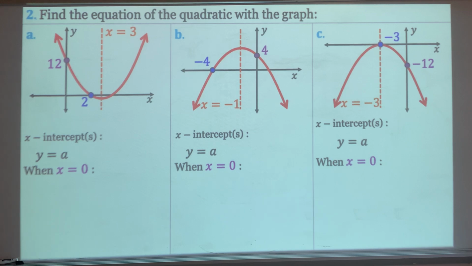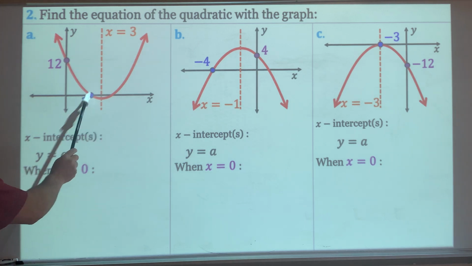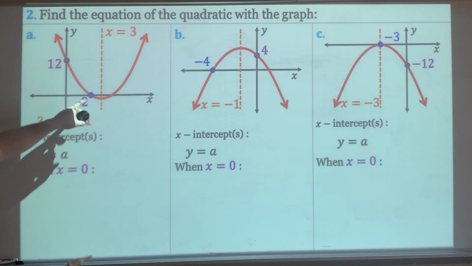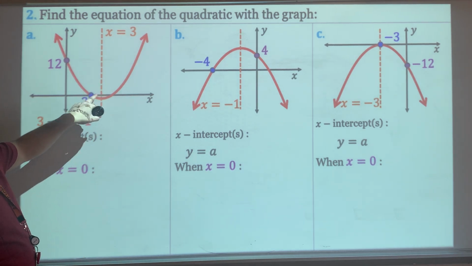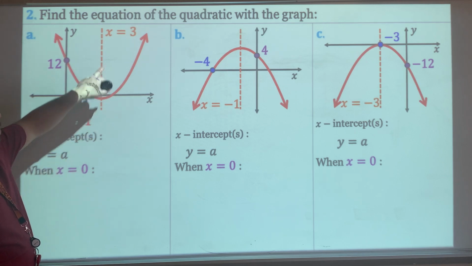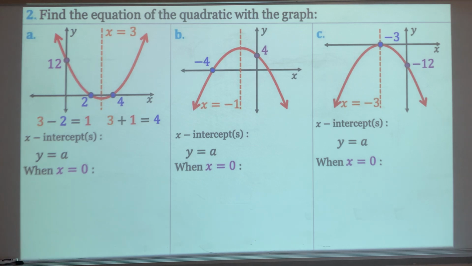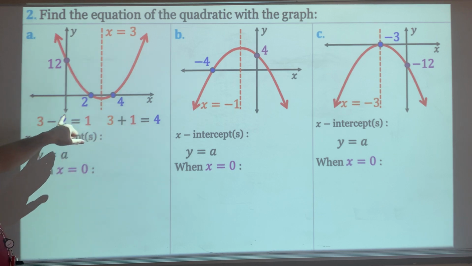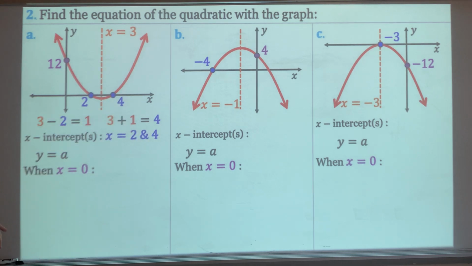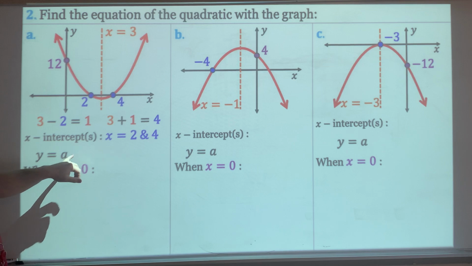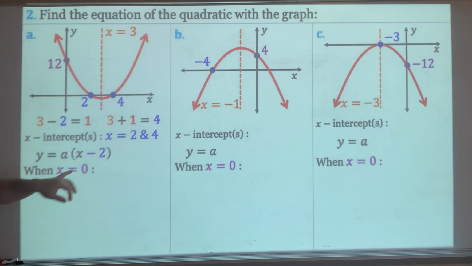All right. X-intercept here is 2. Axis of symmetry is 3. 3 minus 2 is 1. 1 plus 3 is 4. So my second x-intercept is 4. And now guess what? Now we're just solving it like we did problem number 1. X-intercepts are 2 and 4. Therefore my equation is y equals a, x minus 2, x plus 4.